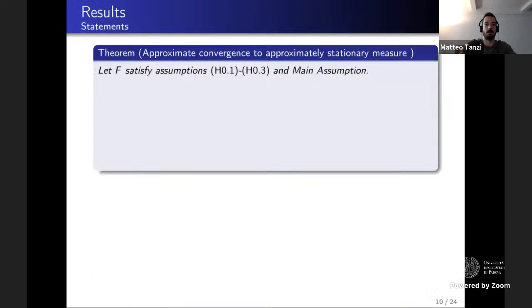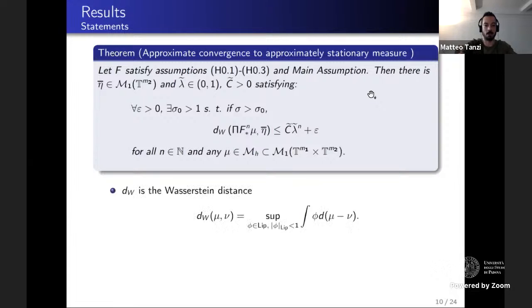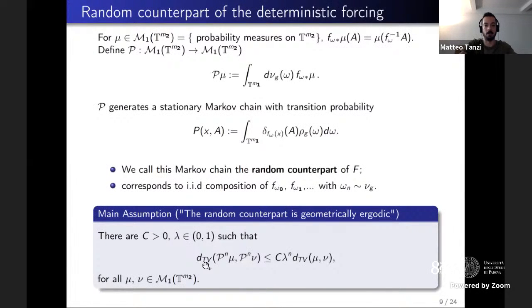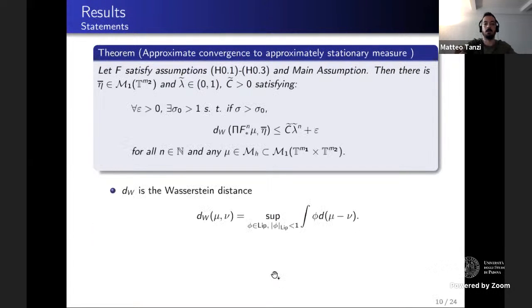Let's see what the result states. We are assuming that F is a skew product as in the setup, satisfying hypotheses 0.1 to 0.3, and satisfying the main assumption. So this is the statement. Before actually reading it, some notation. dW here is the Wasserstein distance between probability measures, which is a weak way of measuring distances between probability measures. It's a weaker distance than the total variation distance that appears in the main assumption. And another notation I have to explain is this pi in front of this measure.